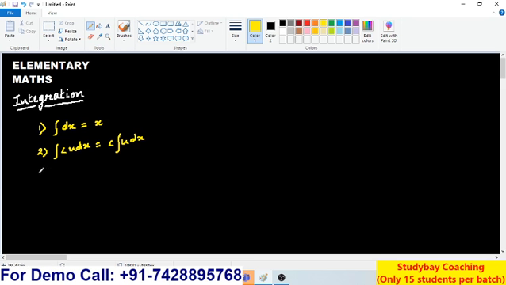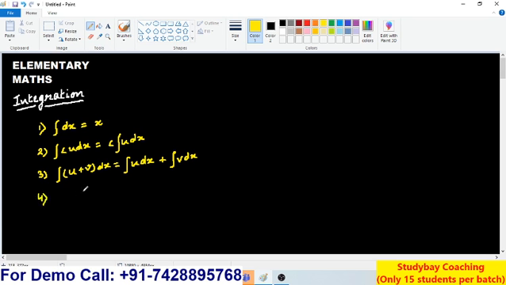Now next one, this time let's say we have to integrate the sum of two different functions, u plus v dx. So this will be integral u dx plus integral v dx. Okay.